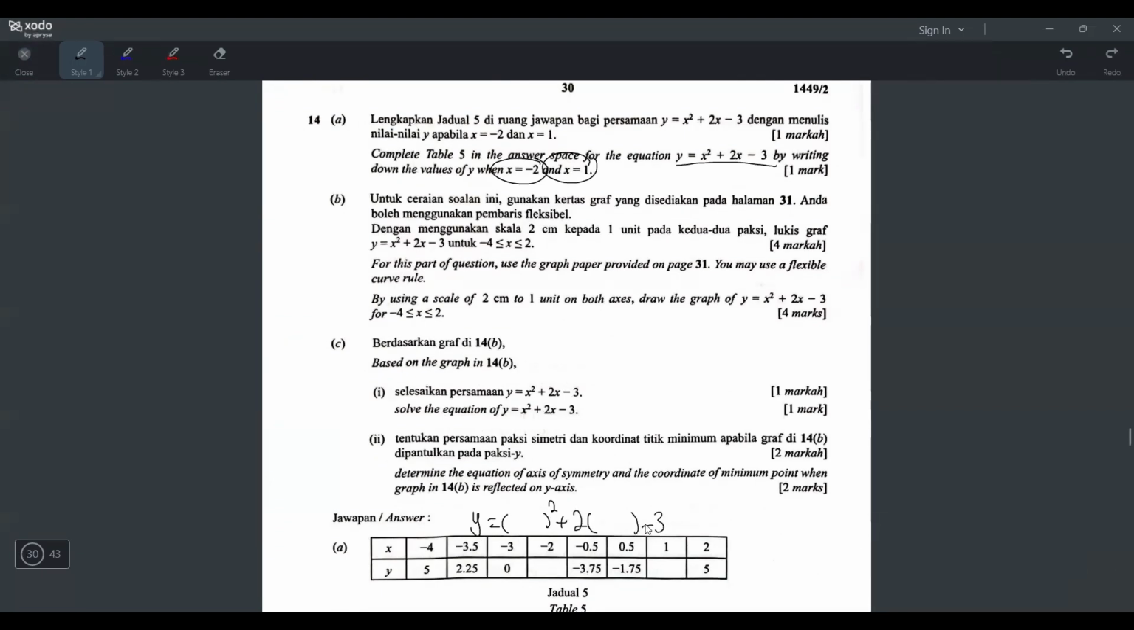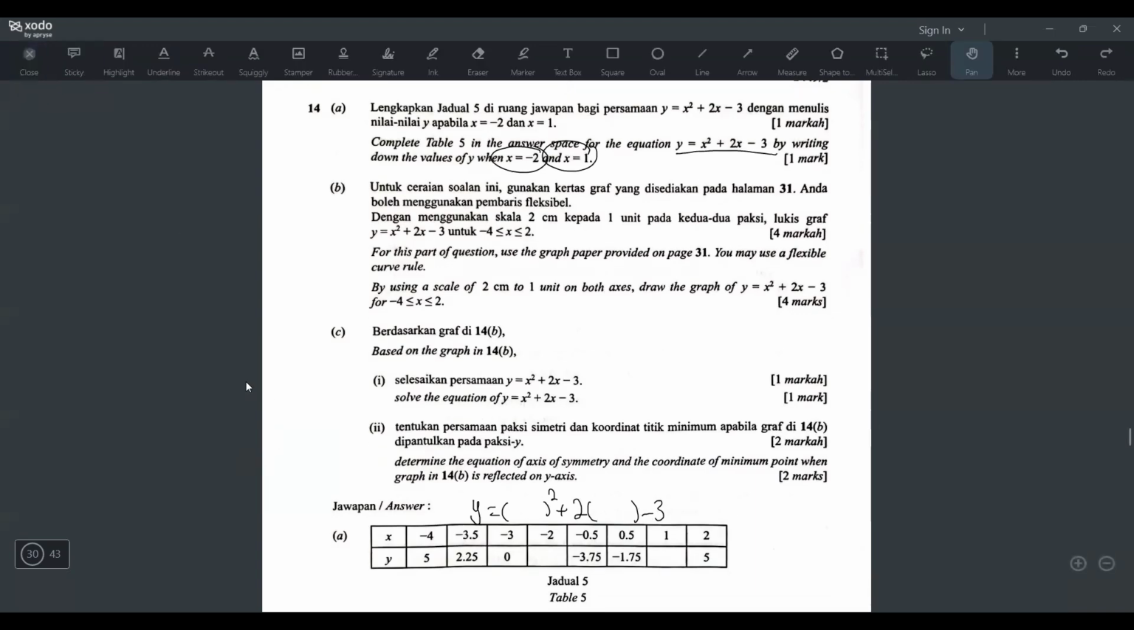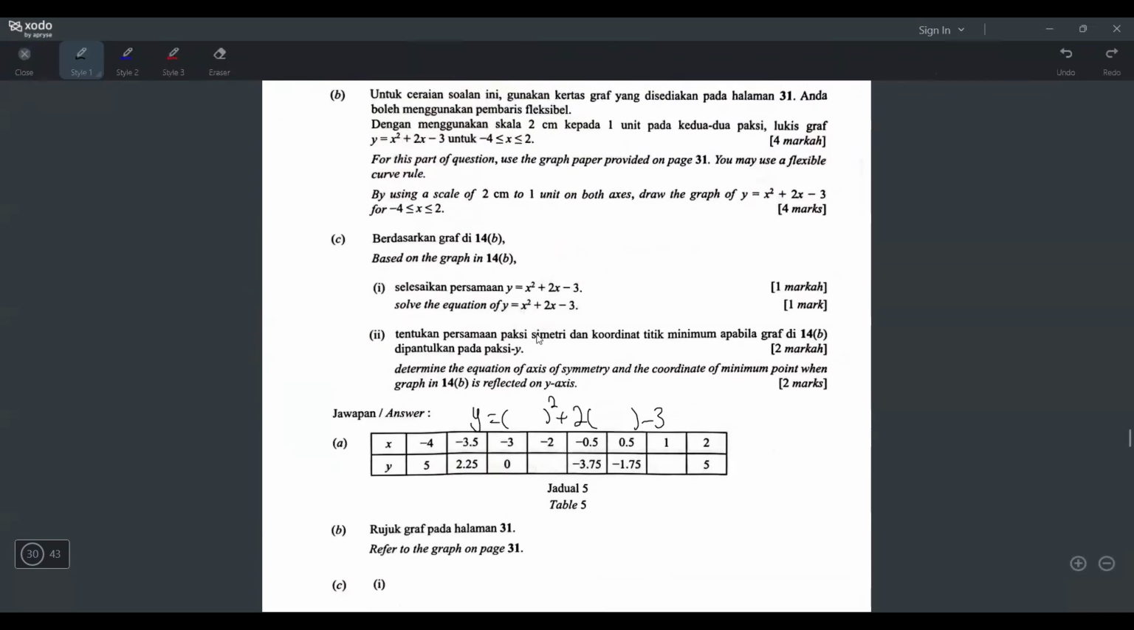So this is very easy. You just substitute x negative 2 and 1 inside, right? And then you will get the answer. Negative 2, negative 2. Let's substitute in, press the calculator and see what we get. Negative 2 squared is 4. 4 minus 4 is 0, 0 minus 3 is negative 3. So this one is negative 3. Now substitute 1.